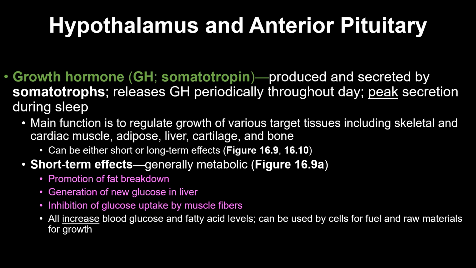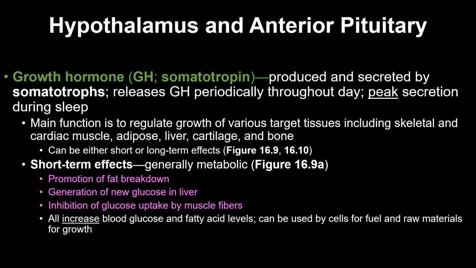Growth hormone is produced and secreted by cells called somatotrophs, and growth hormone itself is sometimes called somatotropin. These cells that release growth hormone periodically will release it throughout the day, and actually the peak secretion occurs during sleep. And its function is pretty apparent by its name. It regulates and controls growth.